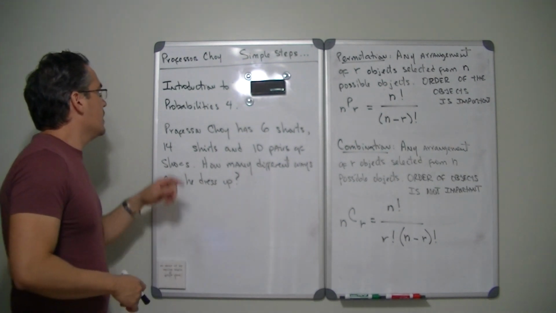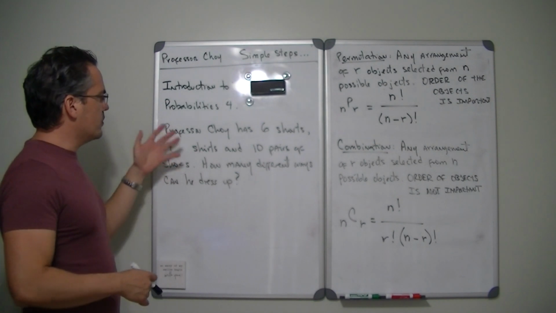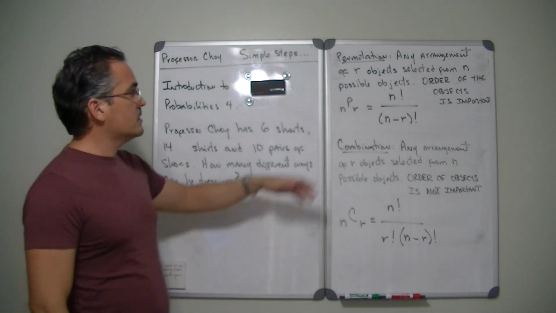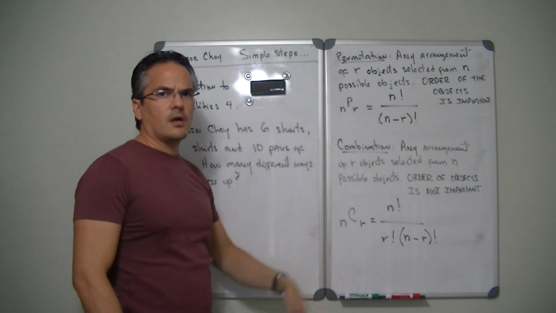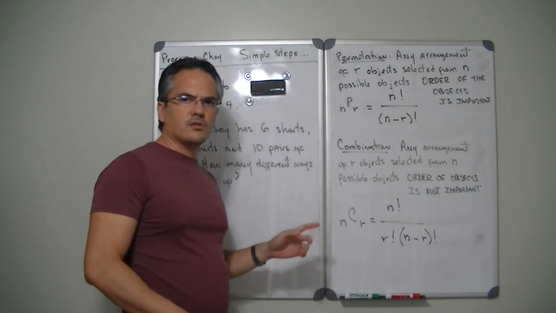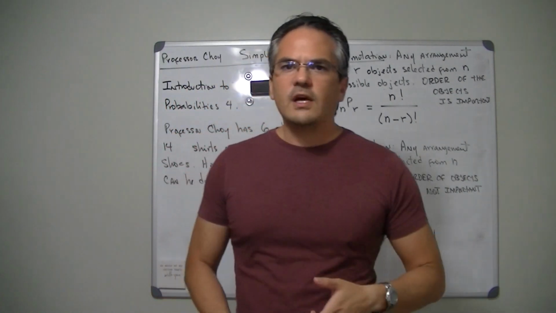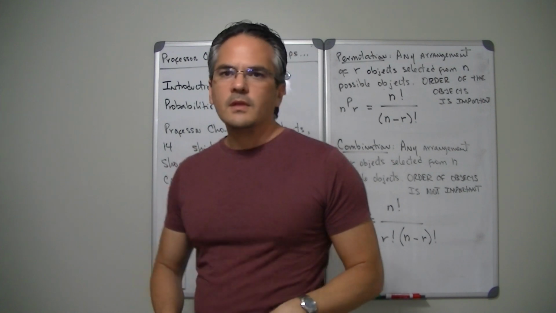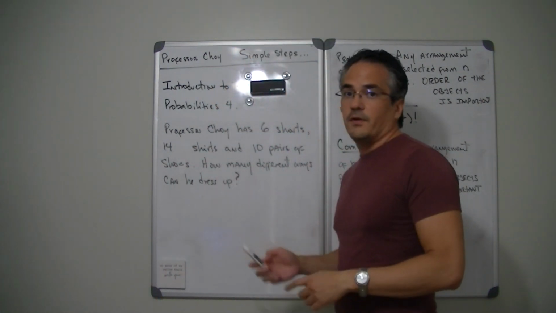Now, in this particular video, we're going to tackle this simple problem here, and then we're going to talk about what a permutation and a combination are, and then how to use a permutation and a combination in order for you to try to figure out a probability for something. So let's start with this simple video here.